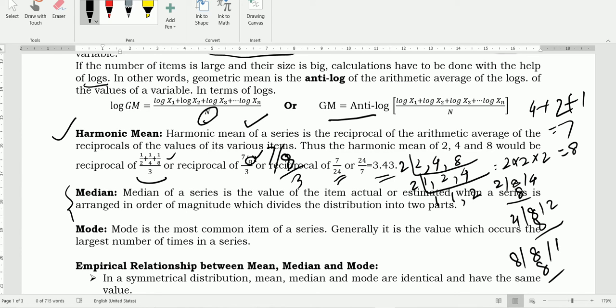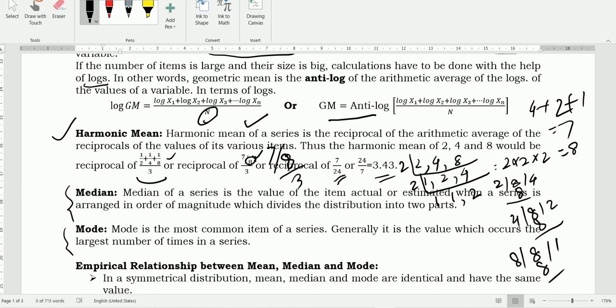And next we have the mode. The mode is the most common item of a series, and generally it is the value which occurs the largest number of times in a series, the value having the maximum frequency, in short. The mode is the most common item of a series.